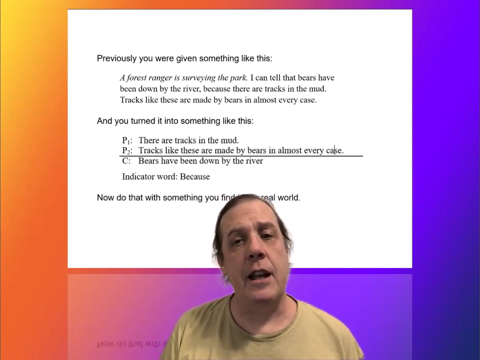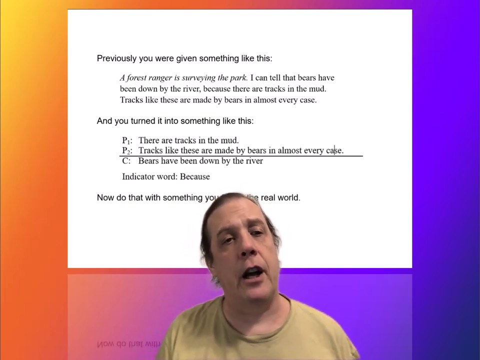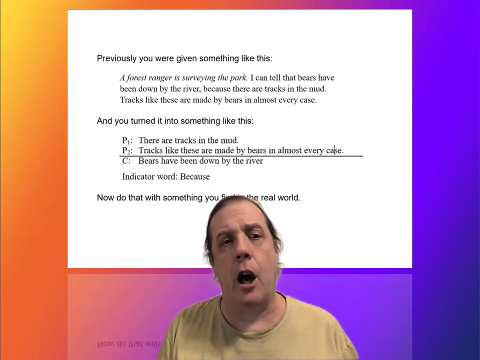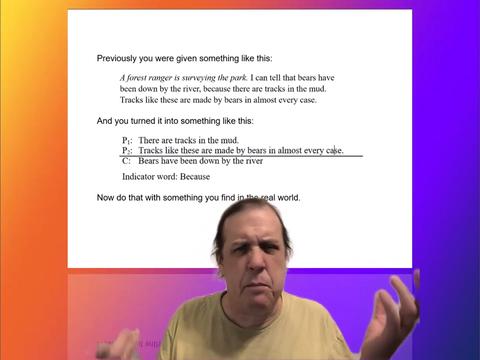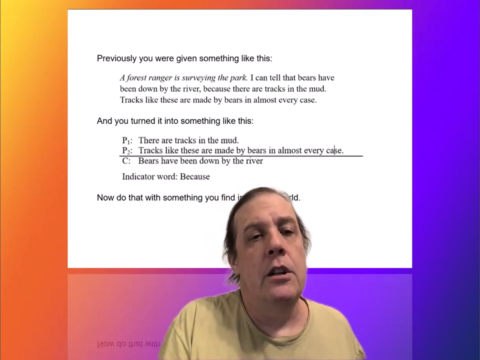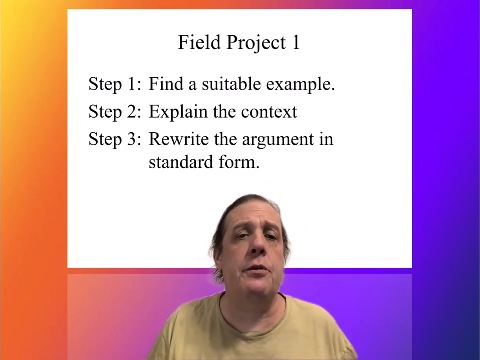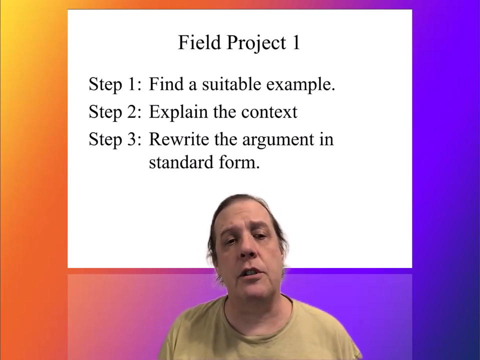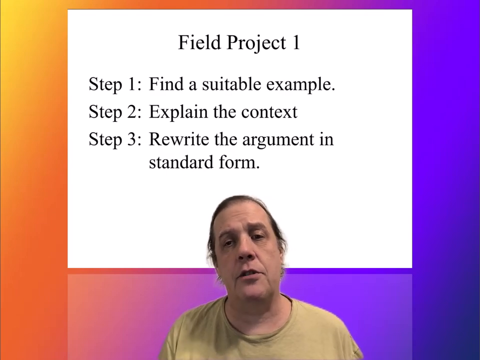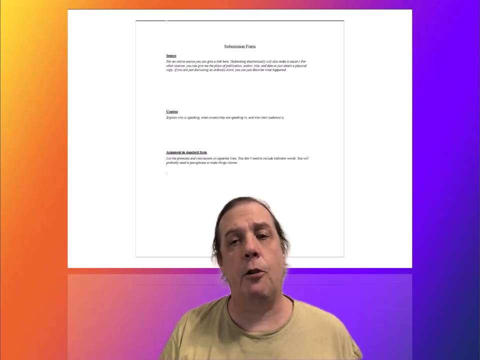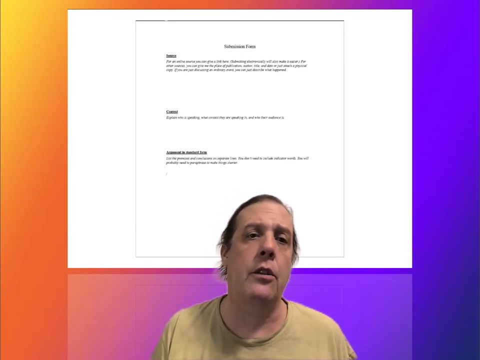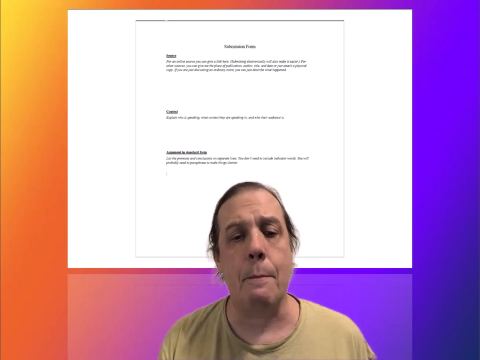Now we just want to do the same thing with something you find in the real world, rather than a passage that I have made up and kind of standardized so that's plausible but isn't actually reality. All right. So basically, there are just 3 steps here. You want to find a suitable example, explain the context, and then write the argument in standard form. And there's a submission form that you're supposed to use that has these 3 steps on it. And this is on the Canvas Dropbox.